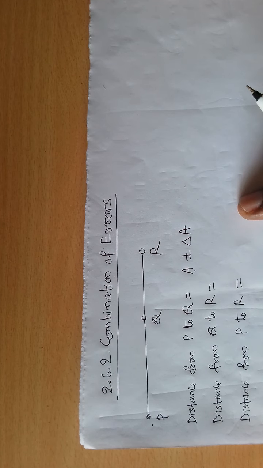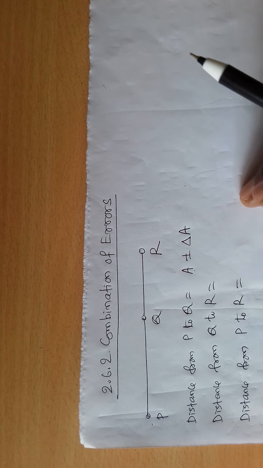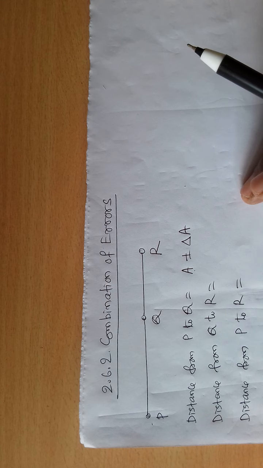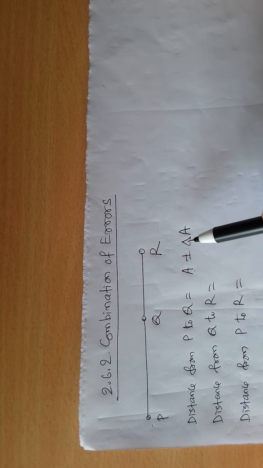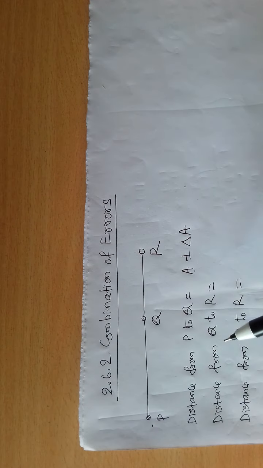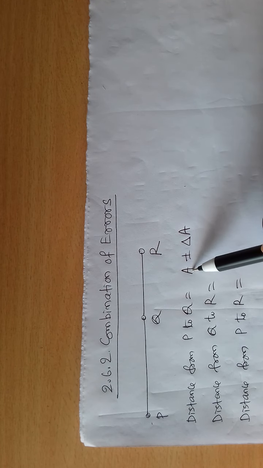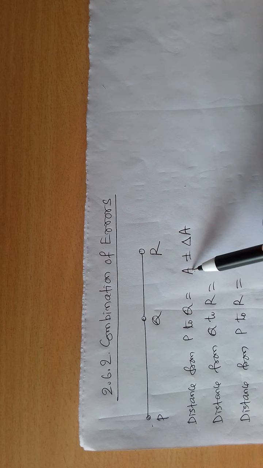Dear students, now the topic is combination of errors. First you measured distance from P to Q. Say you measured 5 times. You got different readings. Then what you do? You take mean of the 5 values. That is this value. Afterwards what you do?